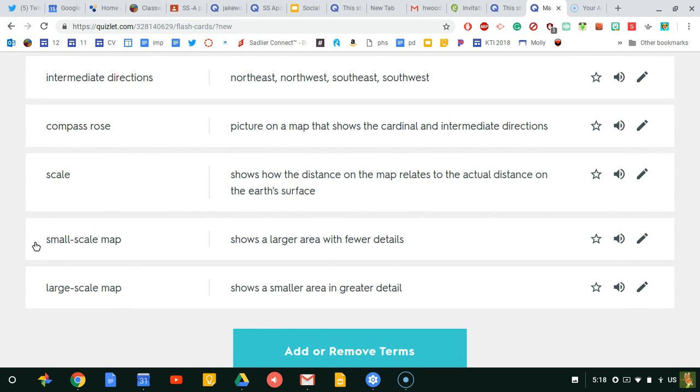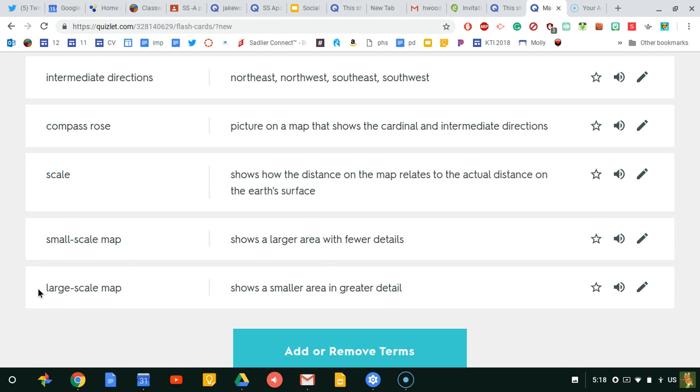Then you have your small scale map. This shows a larger area with fewer details. This is confusing because when you think about it, you think, okay, well, if it's a large area, why would they call it a small scale map? But it's small because it doesn't give you many details, so fewer details. So small details makes it a small scale map.